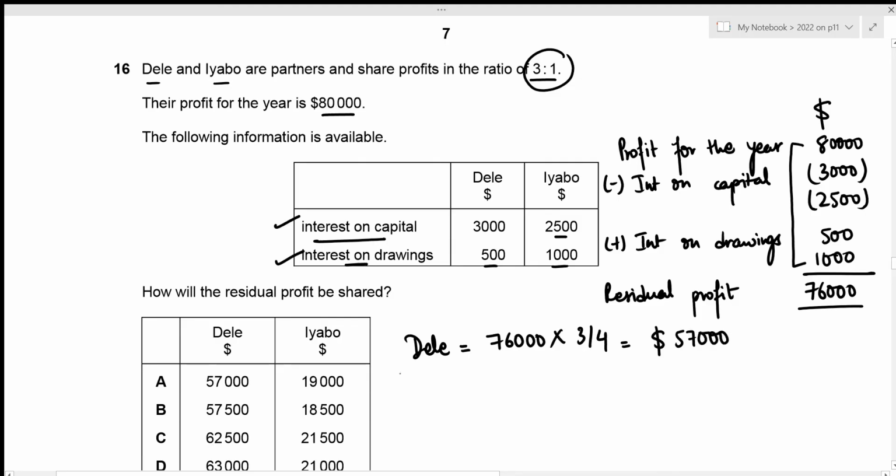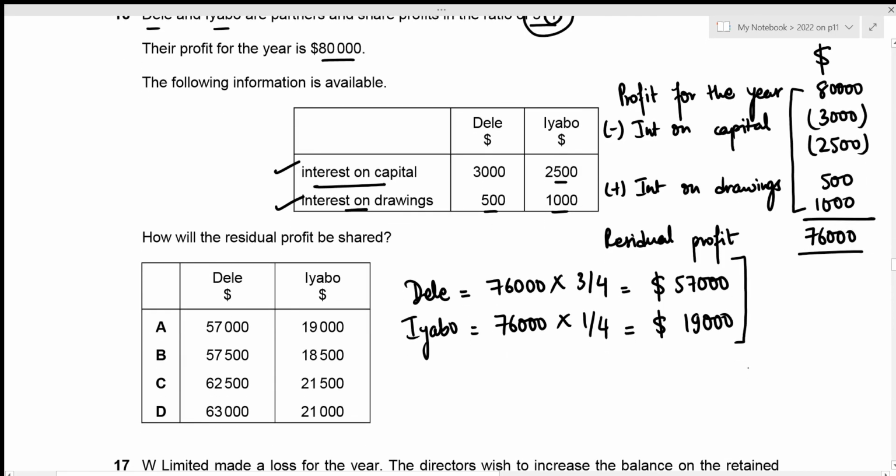Then we have Iabo, that's a total of 76,000, and their profit sharing ratio is 1 part out of the 4 parts, so that's times 1 by 4, which results in their share of profit to have the value of 19,000. So the correct answer we're looking for is 57,000 and 19,000, which is given in option A. So that will be the correct answer. This concludes question number 16. We can now move towards question number 17.